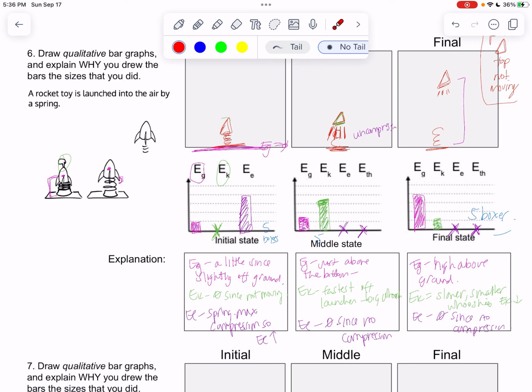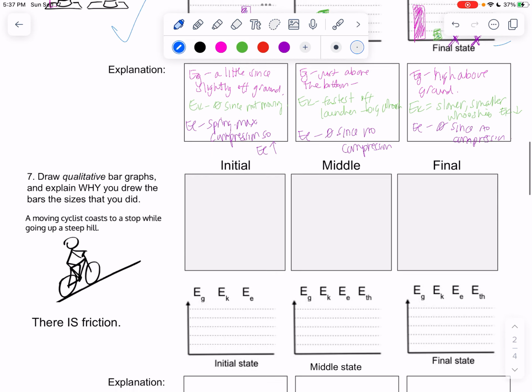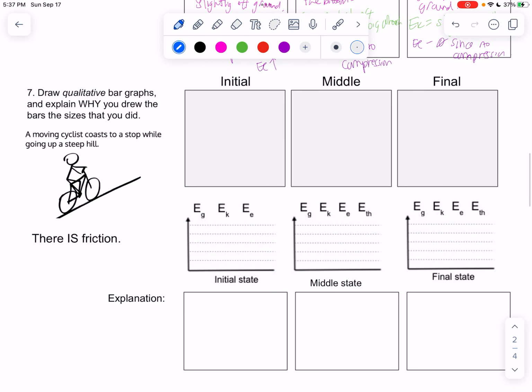For elastic, lots of compression, lots of EE, okay? No compression here or here, so no EE here or here. All right, thermal, we're not going to worry about it. We're going to ignore air resistance or air friction, okay? And then I went back and readjusted and checked that every single one has 5 boxes, okay? So then I would feel pretty good about this one, okay? All right, let's do the other qualitative one. We'll do this one in the same video.